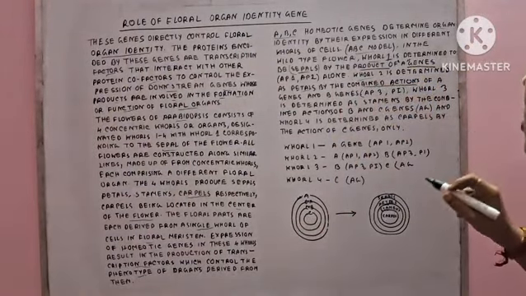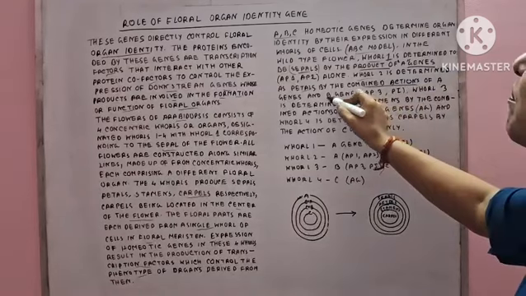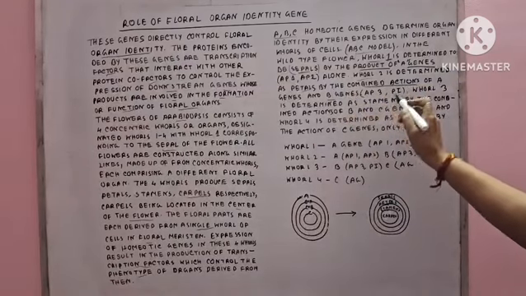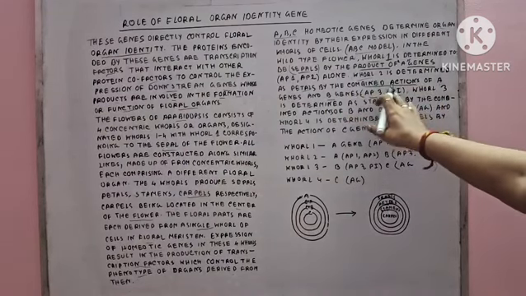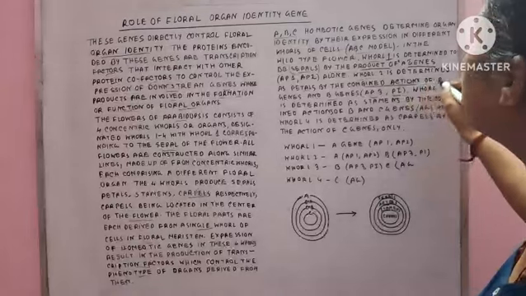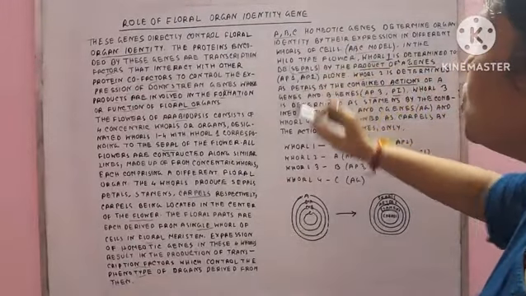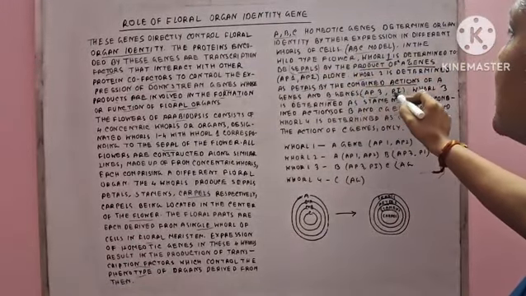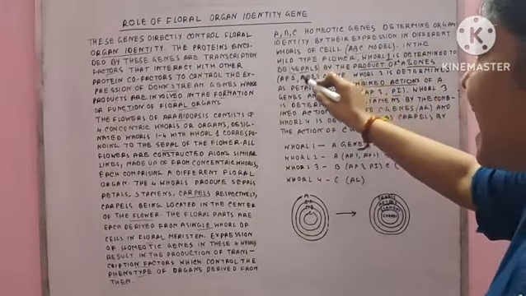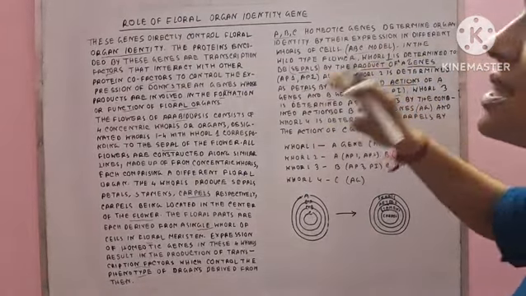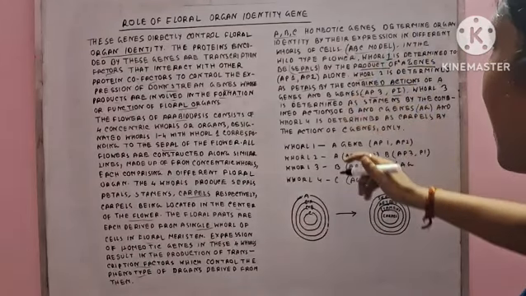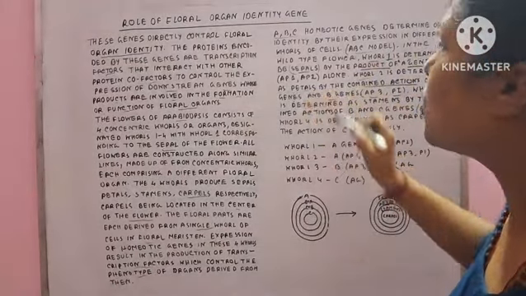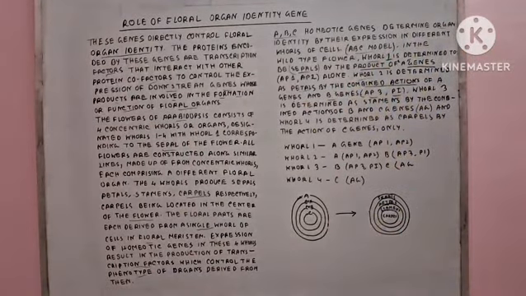The second whorl is determined as the petals, and here combined action is needed. Which genes are involved here? A genes and B genes. B genes means AP3 and PI. So A genes means AP1 and AP2, and B genes means AP3 and PI. Both A genes and B genes activate to determine the second floral organ, that is the petal.